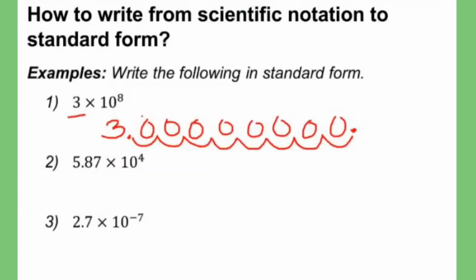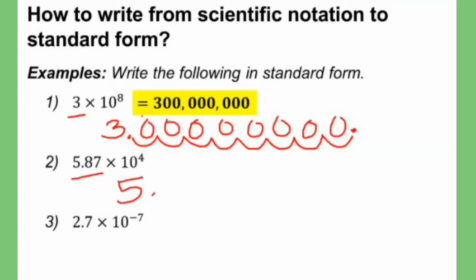Therefore, 3 times 10 raised to the power of 8 is equal to 300 million. For our second example, again, kukopyahin na natin ang ating first factor, which is 5.87. At imumove lang natin ang ating decimal point ng 4 na beses going to the right side, dahil ang exponent ng ating factor na 10 ay equal to positive 4.